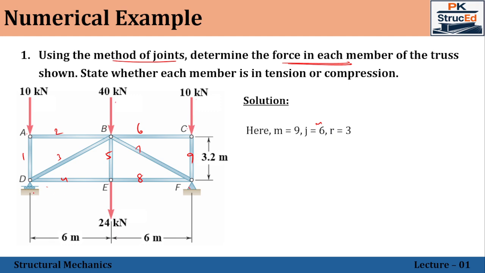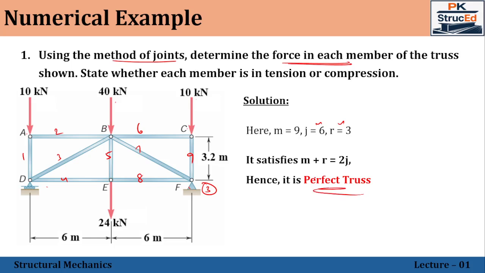And since we have one roller support and one pinned support, we have 3 reaction components. Therefore, R is equal to 3. So now substituting this, it satisfies the condition M plus R is equal to 2J. Hence, the given truss is a perfect truss.